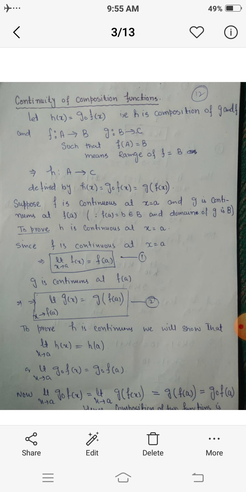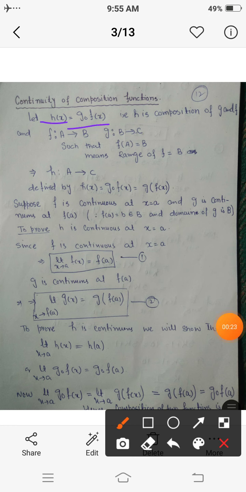Now today we are going to discuss continuity of composition functions. You studied composition functions. If we have a function h of x which equals g of f of x, meaning (g∘f)(x), then h is called the composition of the two functions g and f.